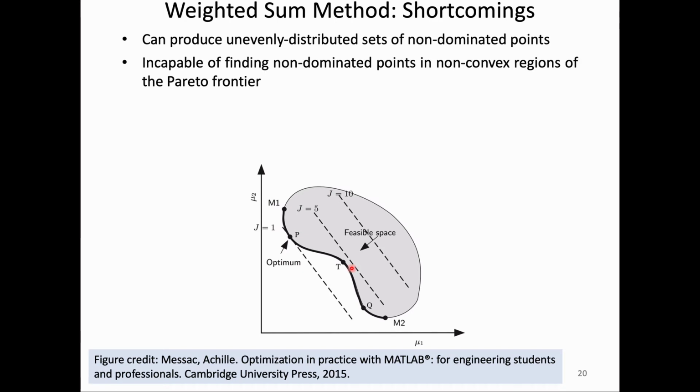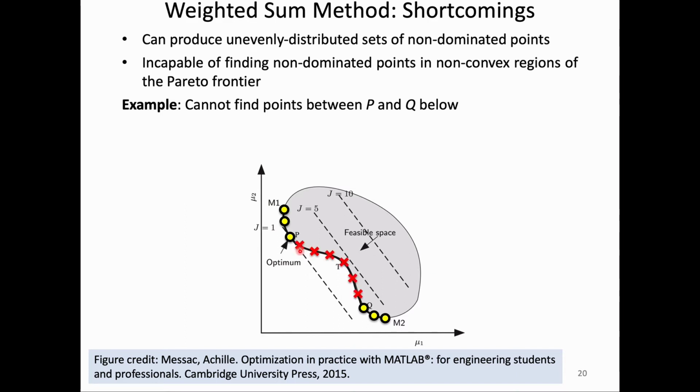Another issue is that the weighted sum method is completely incapable of finding non-dominated points that are in non-convex regions of the Pareto frontier. In this attainable set, which is a non-convex set, if we try to draw a line from P to Q, that line exits the attainable set. So this is a non-convex set. The weighted sum method, it turns out, cannot find points on the Pareto frontier between points P and Q. Here's an example of points that the weighted sum method can find, but here are non-dominated points that it can't. If we look at each of these points and identify whether it actually is a non-dominated point or not, we try to move in one direction or the other, and in either case, we leave the attainable set.